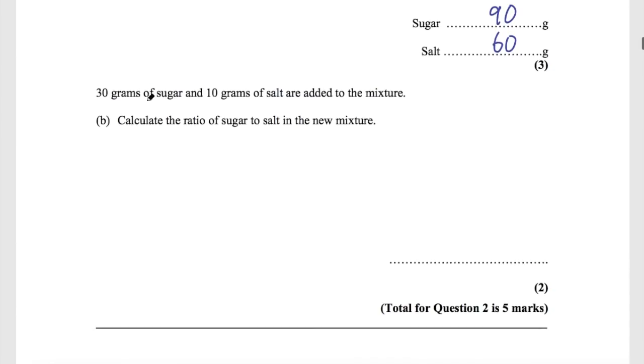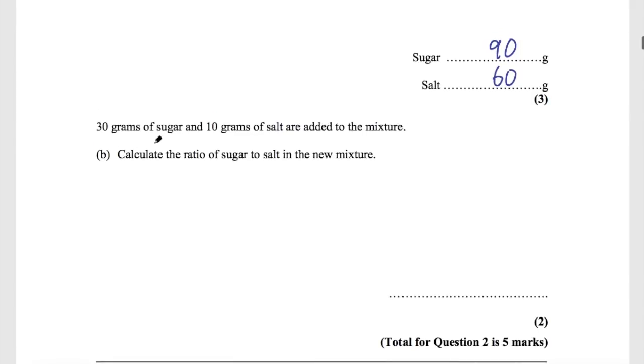Part B says 30 grams of sugar and 10 grams of salt are added to the mixture. Calculate the ratio of sugar to salt in the new mixture. Okay, so let's work out how much sugar we have. So we had 90 and we added 30 grams, so now we have 120 grams of sugar.